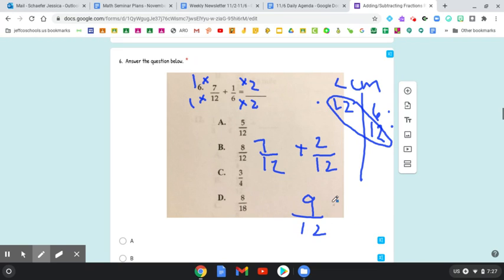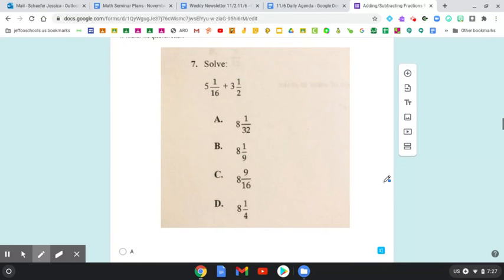It's not an option, doesn't mean I'm wrong. It means I need to simplify. 3 can go into both. My common factor, 3 goes into 9 3 times, and 3 goes into 12 4 times. So 3/4 is my final answer, C.